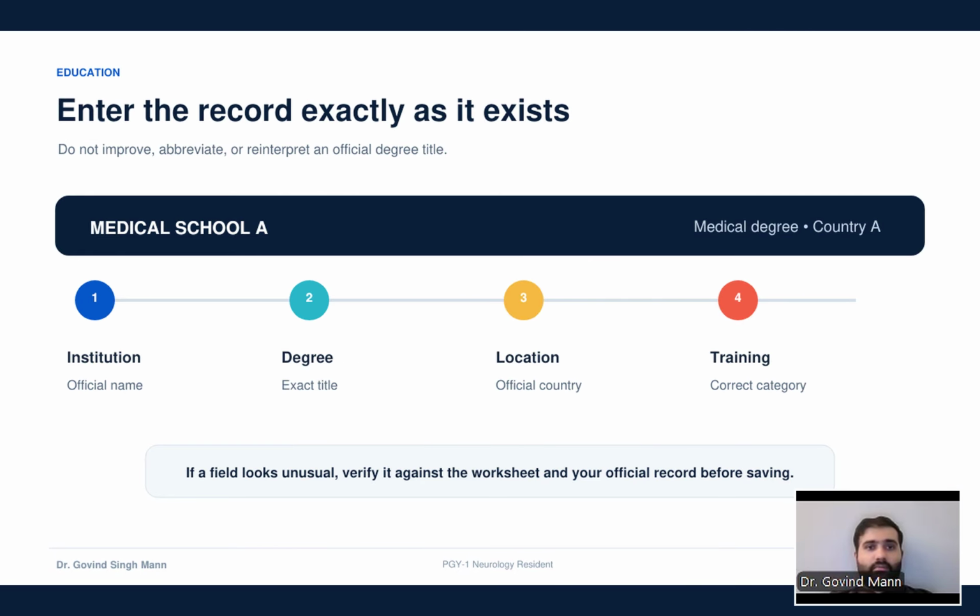Then, in terms of entering your medical school records, it's pretty straightforward. Make sure you're writing the degree that you get on your medical school certification. And if you have any confusion, you can always contact your medical school for clarification in terms of full name, the degree, the training category, and everything. It will really help you. If you have any other queries, you can always reach out to ERAS to clarify. But usually it's pretty straightforward, and it's an easy step to be done.